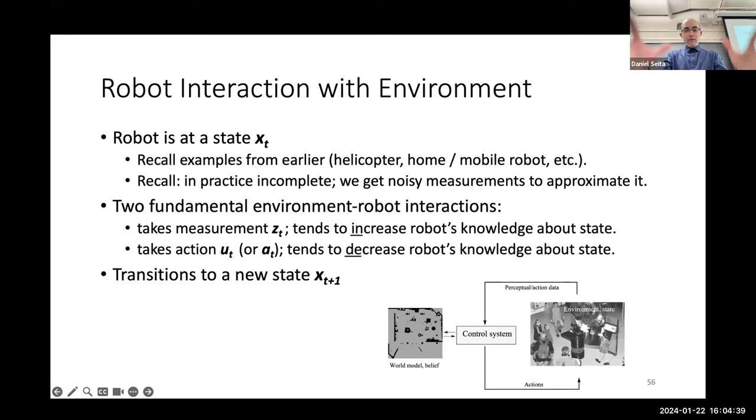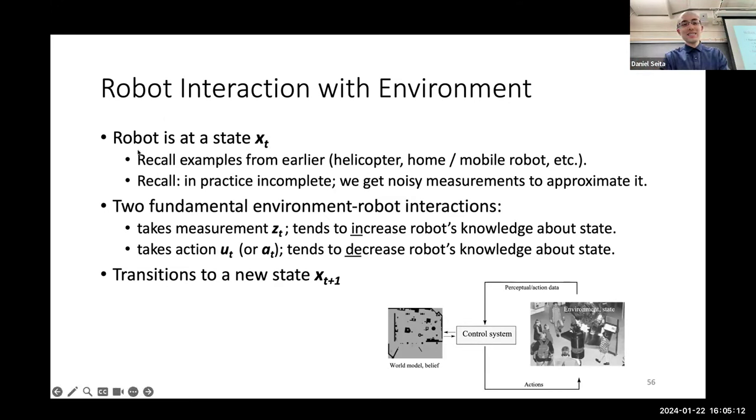So just an overview of the abstraction that we consider. We consider that a robot is going to be at some state, which we denote as XT. And remember the examples from last class, the helicopter, the home robot, and so on. Usually we refer to state as ground truth information, everything that we essentially need to know in order to make a decision.